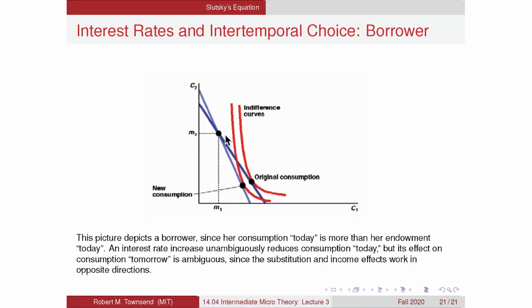So again, here they start out as a borrower, and now when the interest rate goes up, they clearly have less income, which intuitively makes sense because they were already borrowing, and an increase in the interest rate can only increase the amount of debt if they stay put, but they would not stay put. Then the two effects have to do with income and substitution effects. They have the same sign for consumption today, but opposing signs for consumption tomorrow.